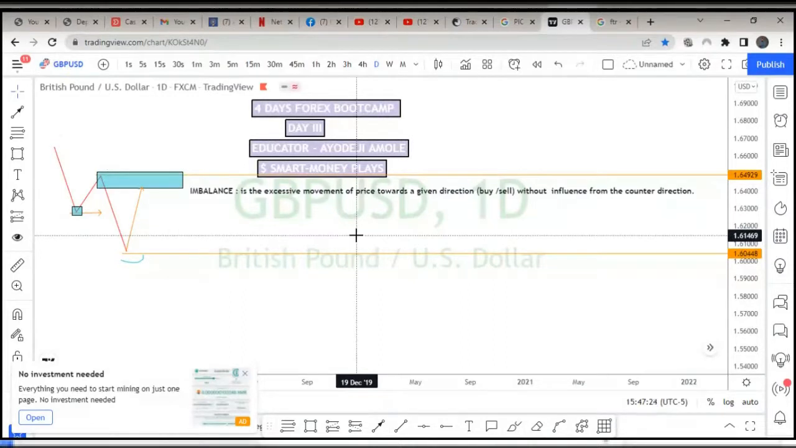Incomplete price action. And when this happens, we are sure and certain that price will come back to complete that movement. It's not a matter of if, it's a matter of when, because it will surely happen. It must surely balance. When, we don't know. It may take months, years, or days, but price must surely balance.